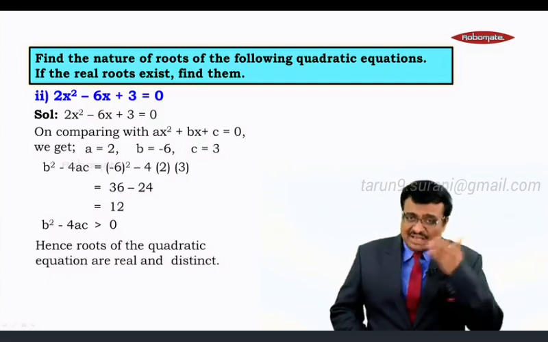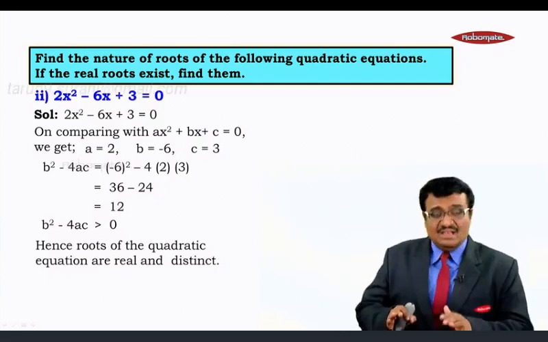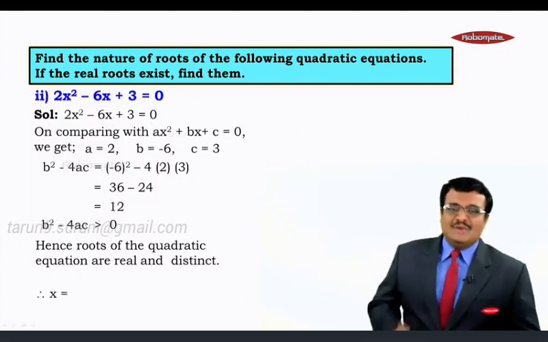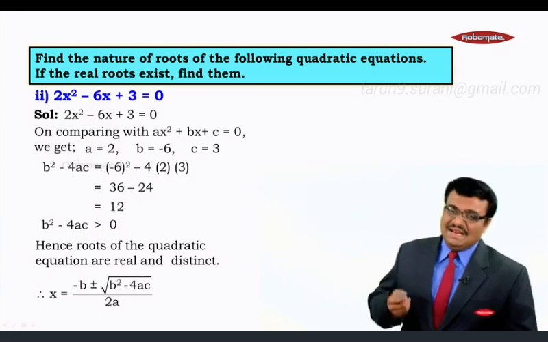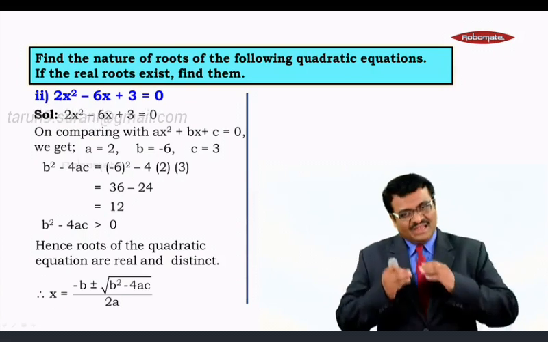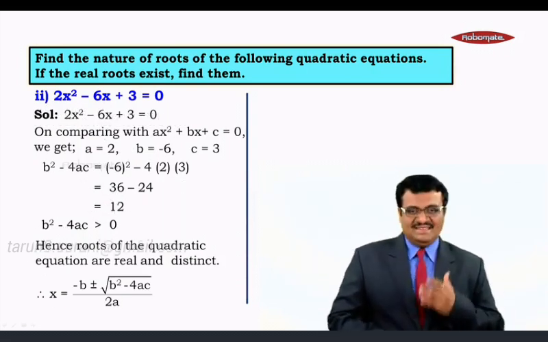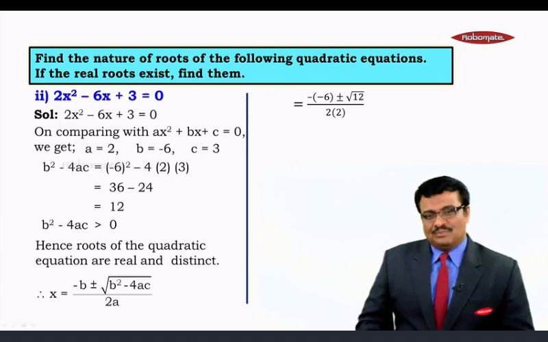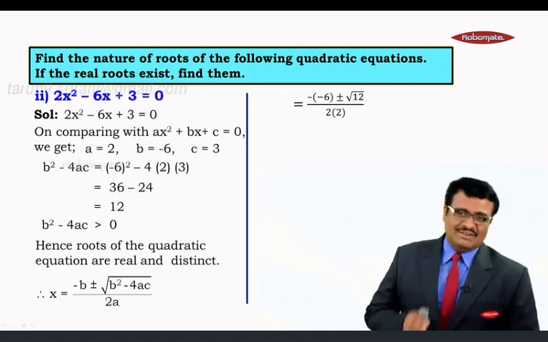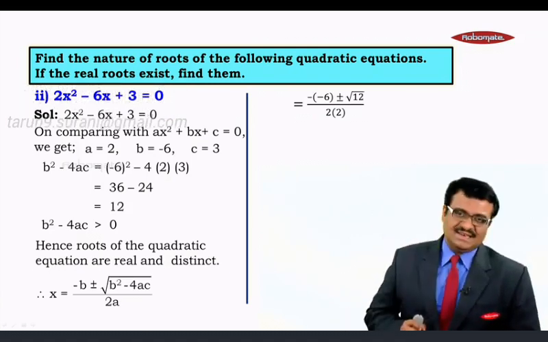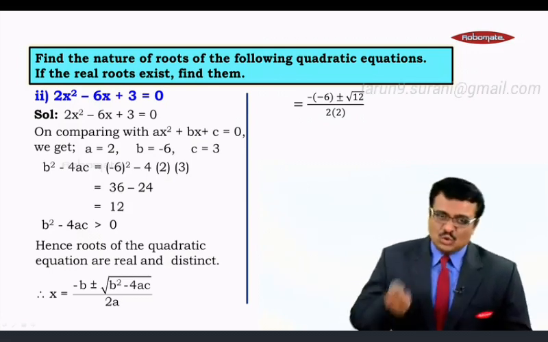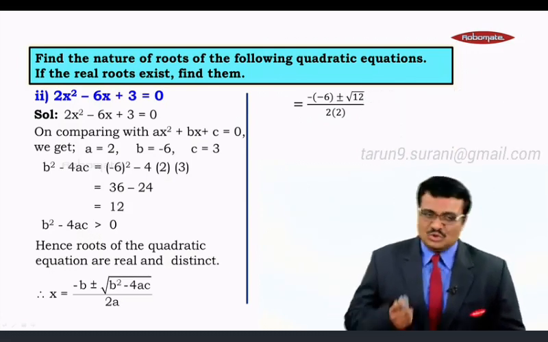Further part of the question is, if the roots are real, you have to find them also. That means you have to solve it like a normal sum. So let us do it. So x is equal to, let us apply the quadratic formula, minus b plus or minus root of b square minus 4ac, the whole upon 2a. Now let us substitute the values of a, b and c. So x is equal to minus b, and what is the value of b? Minus 6. So minus of minus 6 plus or minus root of b square minus 4ac's value, which we got as 12. So root of 12 upon 2a, a is 2, so 2 into 2.